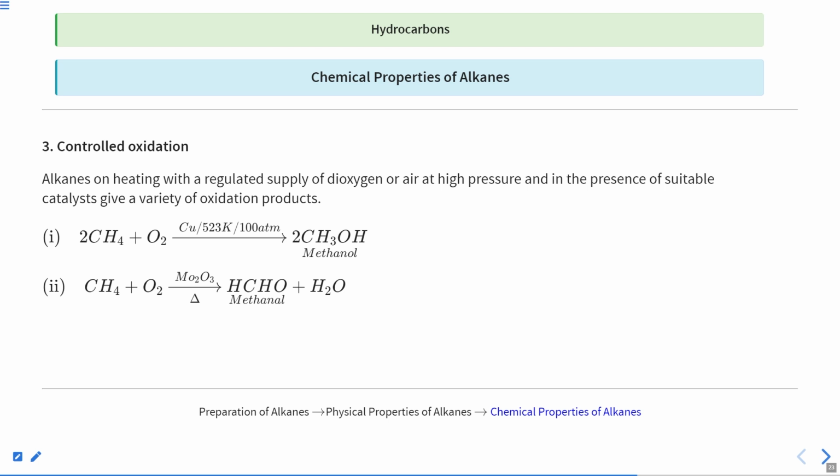So it is giving us a more oxidized product. This is a kind of regulated amount of dioxygen supplied to the methane, that results in a different type of compound, and it is done at high pressure or high temperature or both.